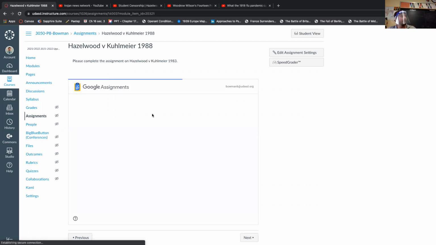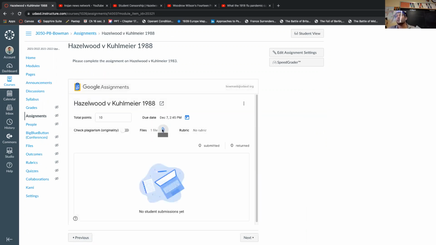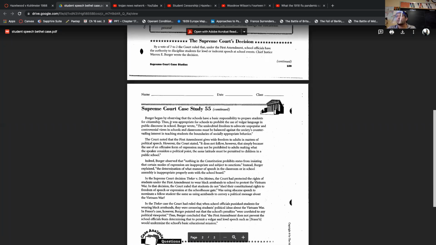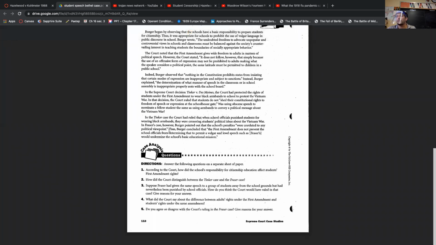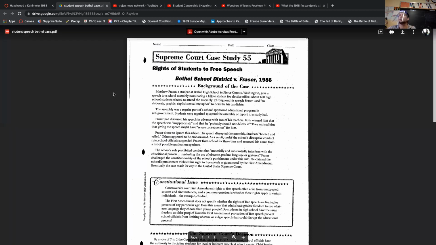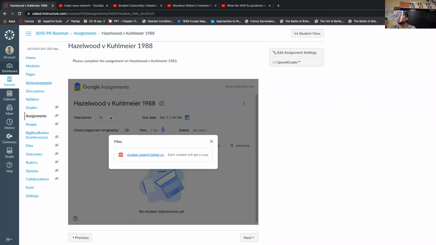So here's the assignment for today. Like I mentioned, it's very similar to what we saw with Gitlow versus New York, that type of assignment. You read through the Supreme Court case, which gives you a little bit more information on it, and the questions are attached below, right there. All right. We will discuss and go over this one tomorrow. I have that one ready to go for discussion.